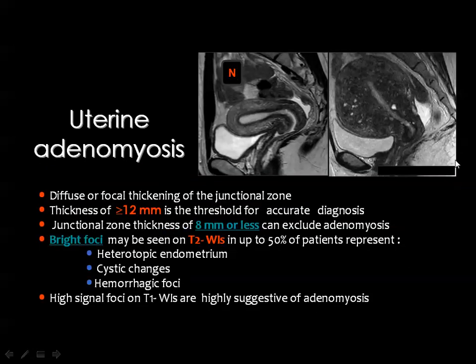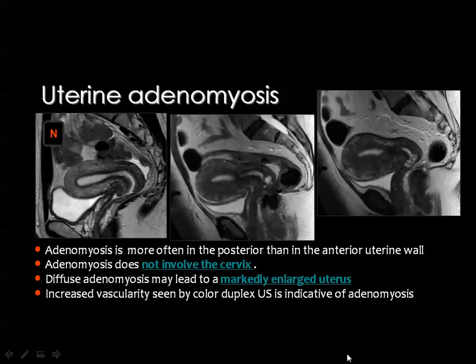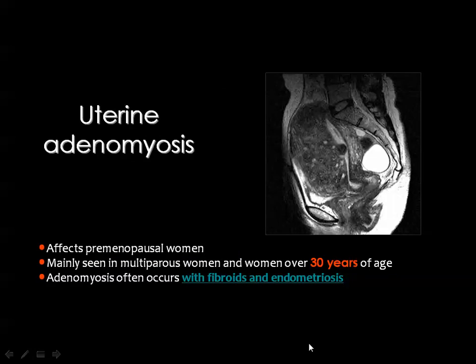And there are many characteristics for adenomyosis, especially these bright spots within the affected myometrium, which may represent heterotopic endometrium or cystic changes or hemorrhagic foci. They are delineated actually in the T2 weighted images. And this is the normal appearance of the uterus, and this is the uterus with adenomyosis. You can appreciate very much the thickening of the junctional zone.